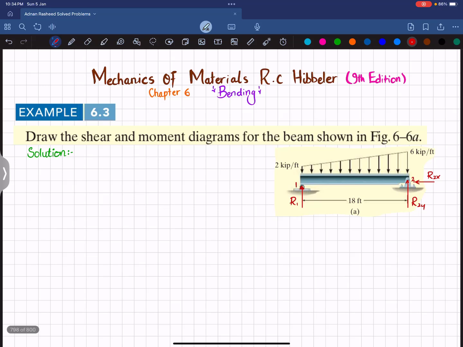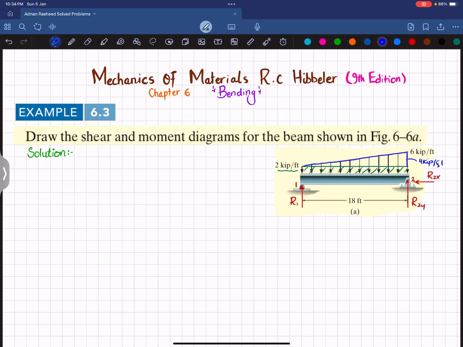But first we will divide this distributed load into a rectangular load. You can see this whole shaded portion is rectangular, having a magnitude of 2 kips per feet, and then there is a triangular load. You can see this blue color, this one is the triangular region. Let me draw it again. Okay, so for this triangle, the magnitude here will be 6 minus 2, which gives you 4 kips per feet.